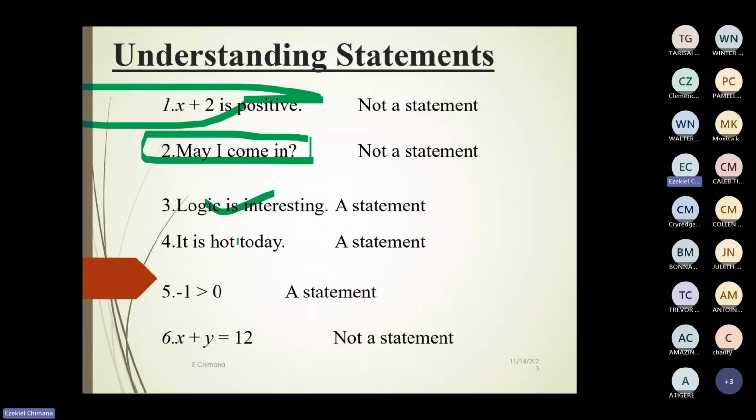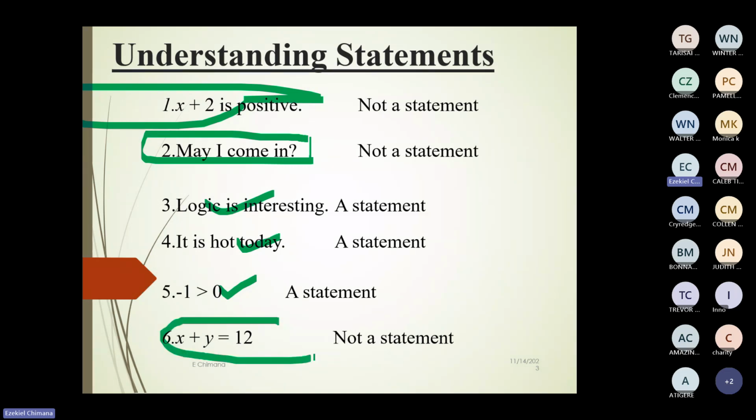"It is hot today." We can always look at the temperature and ascertain whether it is true or not. "-1 is greater than 0." It's a statement because we can look at it and say, this one is what? It's false, because -1 is not greater than 0.